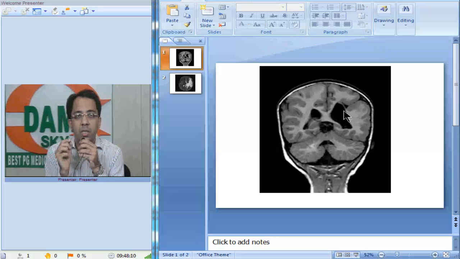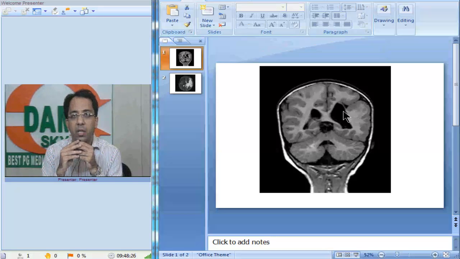So what we see is a closed cleft extending from the ventricular wall, which is the ependymal surface, to the pial surface. This gray matter lined pial-ependymal cleft has been called closed lip schizencephaly.